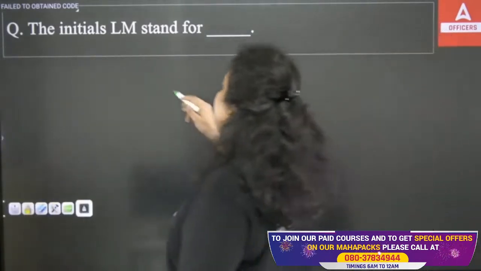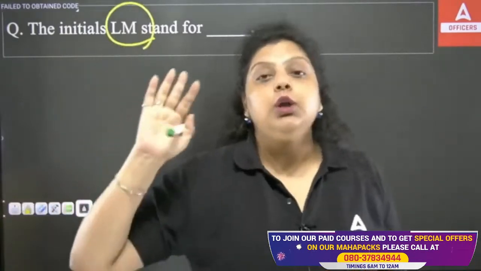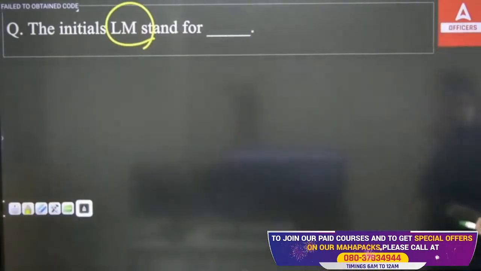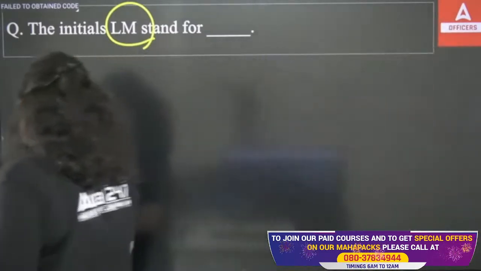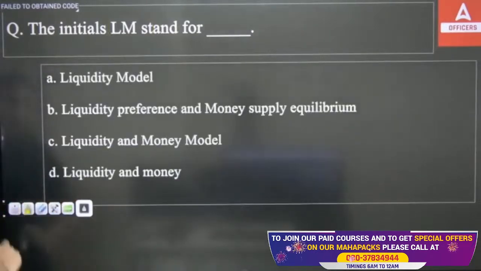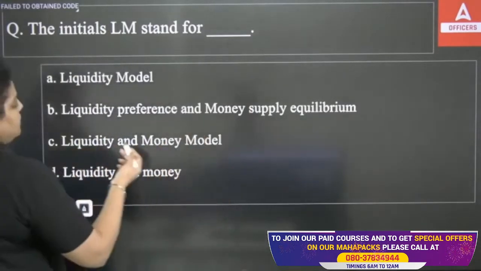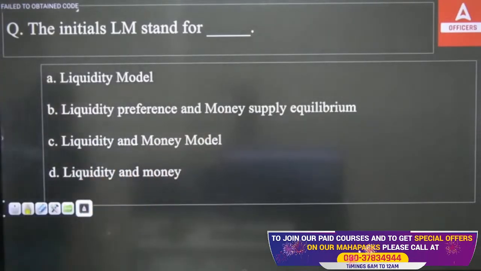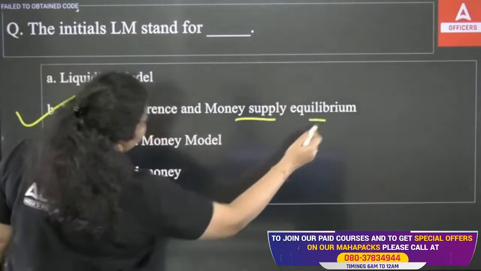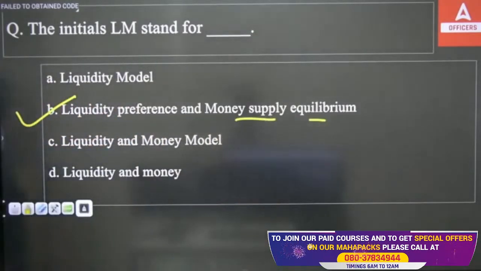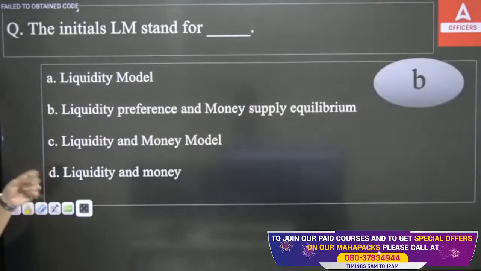Now, the initial 2 questions I have taken very simple to let you know what this particular curve stands for. The question is asking: the initials LM stand for what? As we know, we have to study the ISLM curve here. The options are: liquidity model, liquidity preference and money supply equilibrium, liquidity and money model, and liquidity and money. Which of the following is the full form of LM? Let me know. The right answer here will be liquidity preference and money supply equilibrium. It is the full form of LM under the ISLM curve. So the right answer will be B.